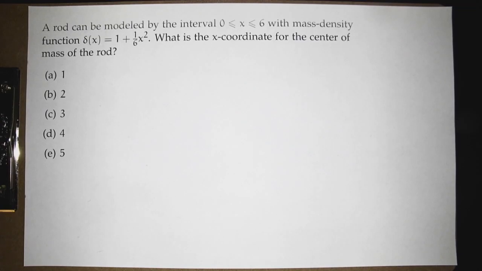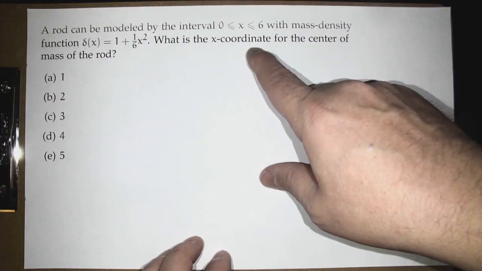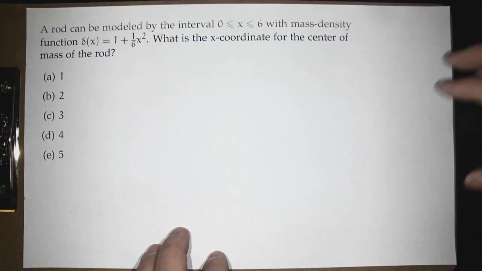A rod can be modeled by the interval from 0 to 6. So in other words, we're thinking of it as one-dimensional. And there's a mass density function given. Density is 1 plus 1/6 x squared. Now the question: what is the x coordinate for the center of mass of the rod?